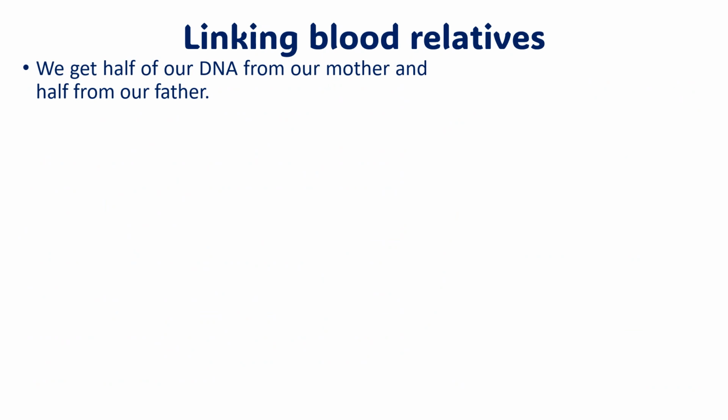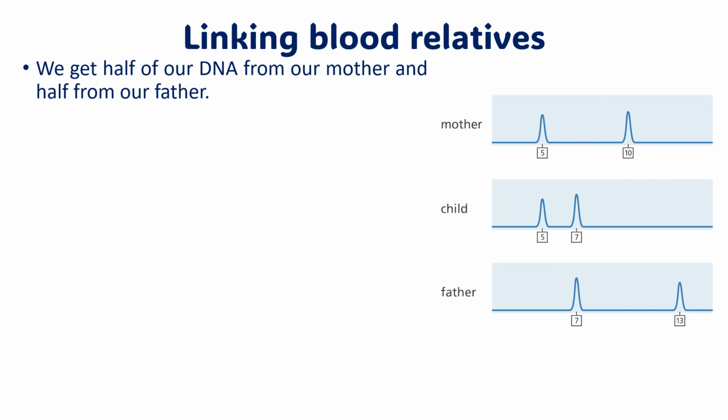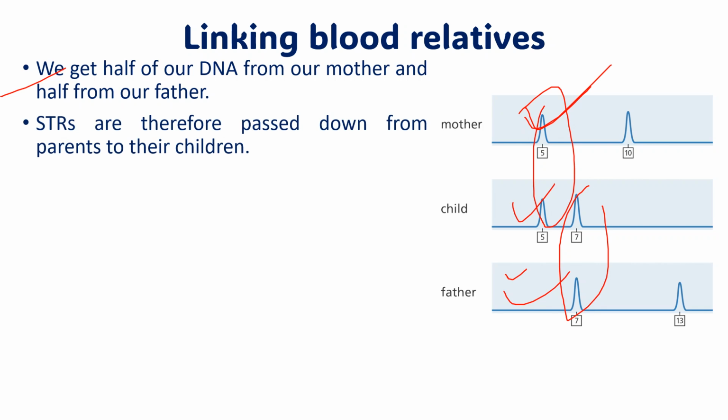Now, this DNA fingerprinting or DNA profiling is also going to be used for linking blood relatives. We get half of our DNA from our mother and half from our father. If you see, this is the tandem repeats of the mother, and this is the STR for the father. In the child, they have got one from the mother and one from the father. So the child will have STRs from both the mother and the father. So STRs are therefore passed down from the parents to their child, the offspring.